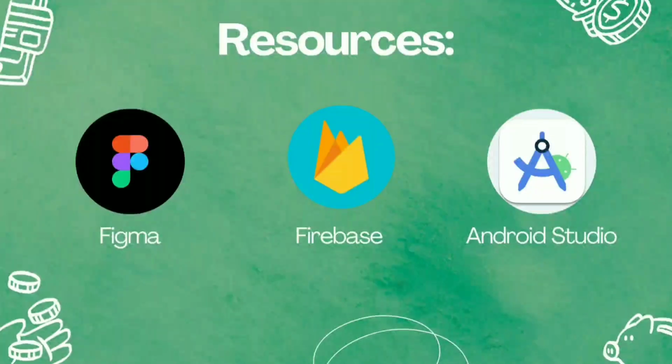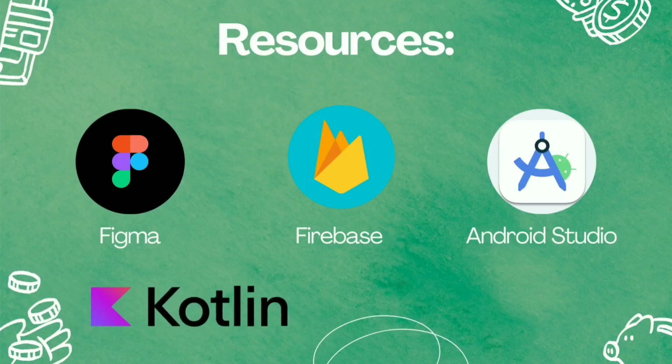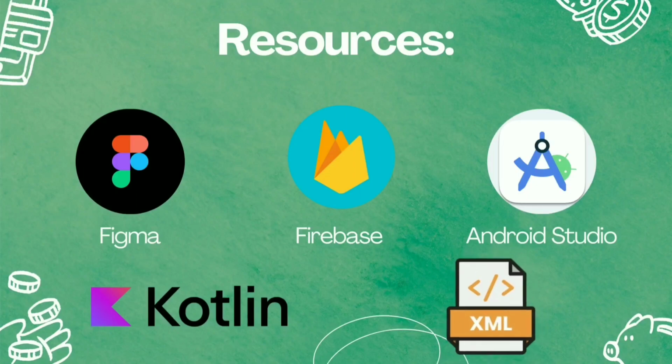In order to create our app, we used Figma's Material Theme Builder to design a theme for the UI, as well as Firebase for user authentication and storing user information. We programmed our app in Android Studio and used Kotlin as our backend programming language and XML as our front end.